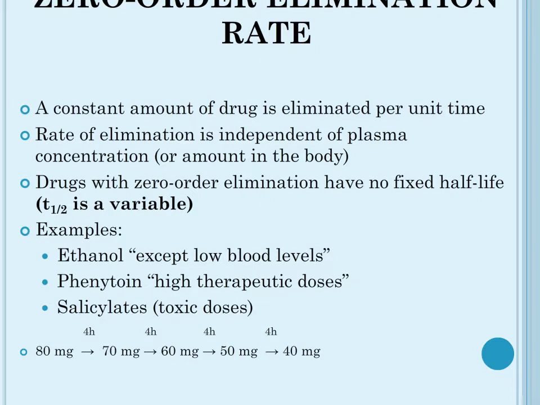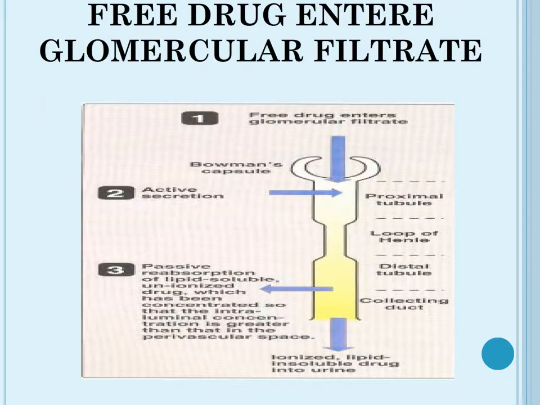Zero order elimination is very limited. It applies mostly to phenytoin and toxic levels of salicylates. This is defined as a constant amount of the drug being eliminated per unit time and does not depend on half-life. In this example, you're starting with 80 milligrams again, but you're only eliminating 10 milligrams per 4 hours. So in this example of zero order elimination, at the end of 16 hours you are left with 40 milligrams, because you're only losing 10 milligrams per 4 hours, and it is not dependent on half-life.